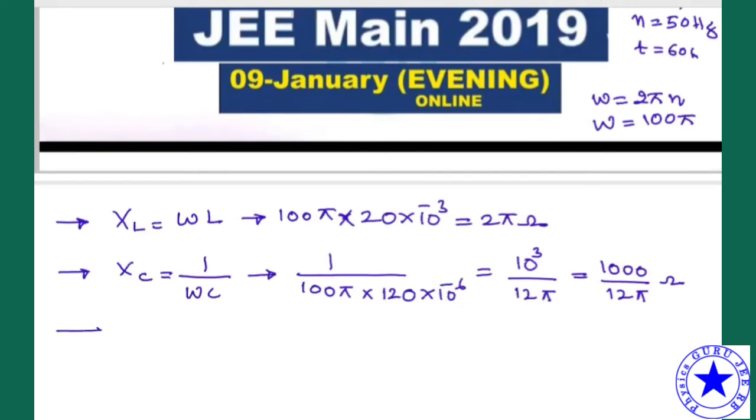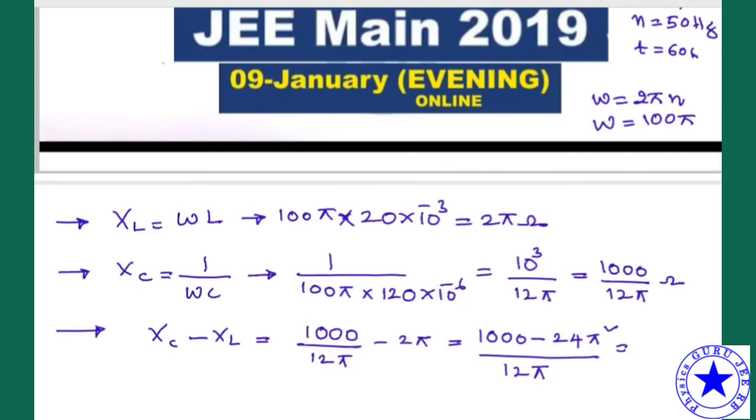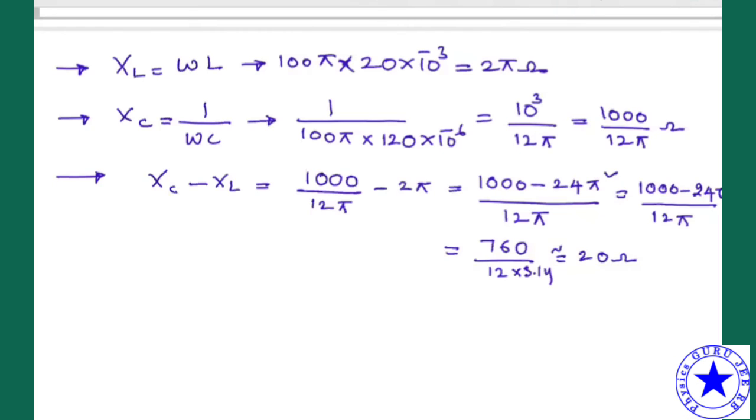Next, the net reactance. I want XC minus XL, or XL minus XC. So XC minus XL is 1000 divided by 12 pi minus 2 pi. Approximately, that is 1000 minus 24 pi square, divided by 12 pi. Taking pi square as 10, that is 1000 minus 240 divided by 12 pi, or 760 divided by 12 into 3.14, which is approximately 20 ohms.